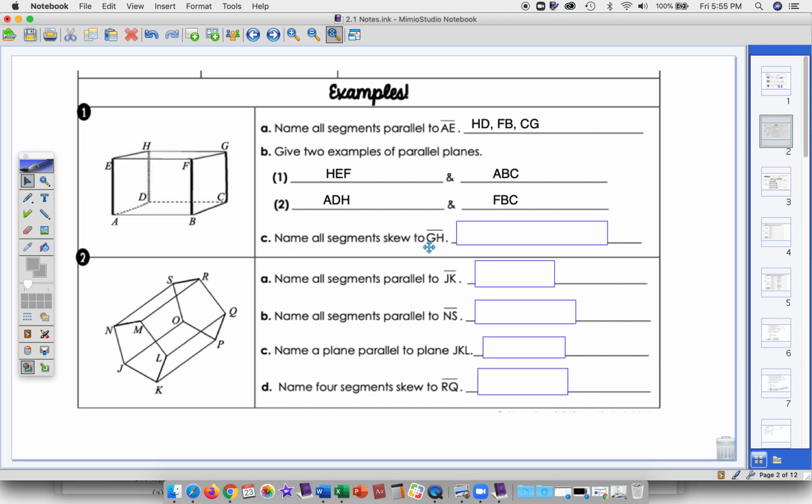Name all segments that are skew to GH. So again, we want to think outside the box here. What do I have? I have FB. That clearly will not intersect and is in a different plane. AE, AF, EB, AC, and BD. Now if you see others that I didn't think of, put a little star next to this problem or highlight it and share that with me during class.